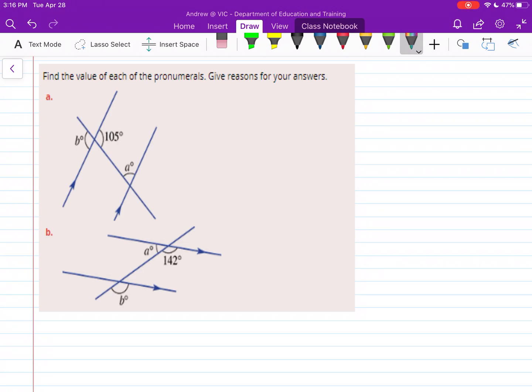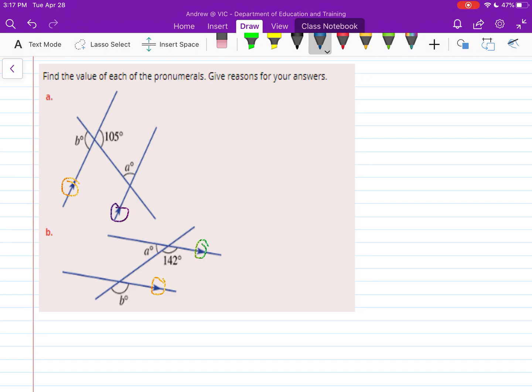Hi all, in this example we are looking at parallel lines again, and as you can see, these little arrows say that these lines are parallel. So we're looking at relationships within parallel lines and finding unknowns when they are cut by a transversal line. We'll just get straight into this, and first we're trying to find A or B.